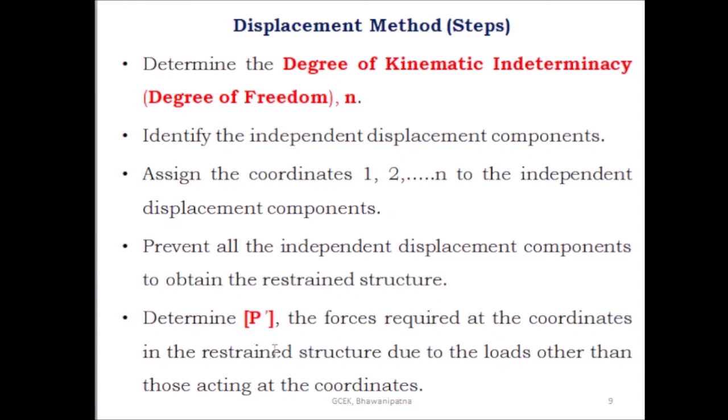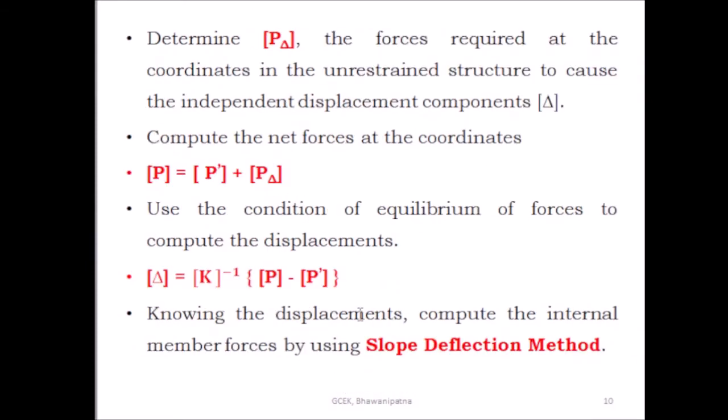Then find out P dash, the forces required at the coordinates in the restrained structure due to the loads other than those acting at the coordinates. So this is the force you have to find out, for whatever loads are given other than the loads at the coordinates. Then determine P delta, the forces required at the coordinates in the unrestrained structure to cause the independent displacement component delta.